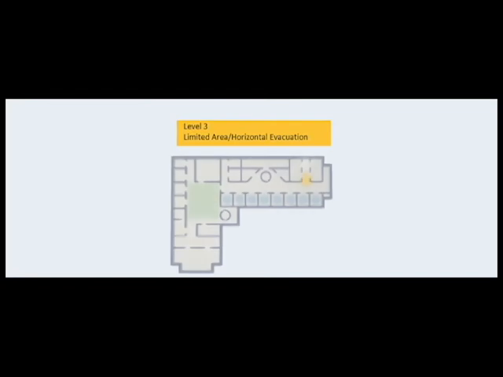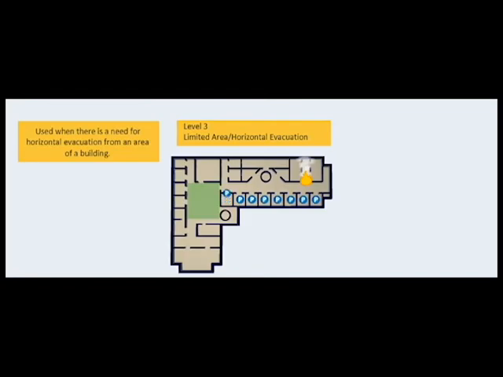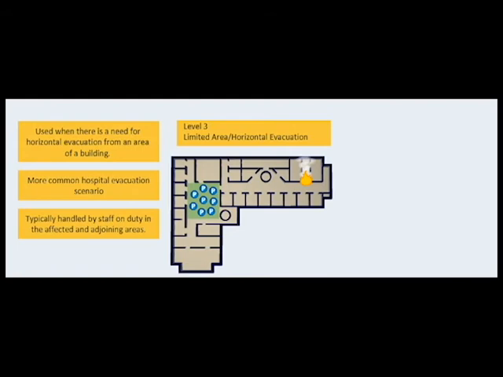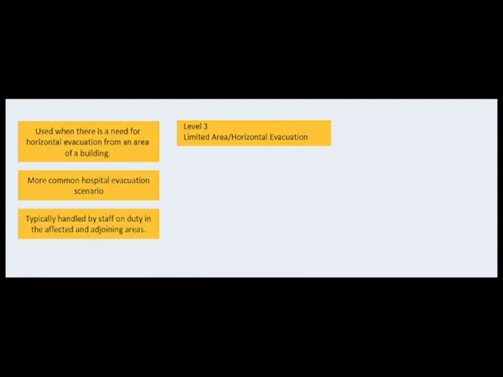Level 3, Limited Area Horizontal Evacuation. This is used when there is a need for horizontal evacuation of patients, visitors, and staff from an area of a building. For example, when a fire is in a single room, this type of evacuation would require occupants of that space to move to an adjoining smoke compartment. This is the more common hospital evacuation scenario, which is typically handled by the staff on duty in the affected and adjoining areas, possibly assisted by arriving fire and emergency response team members. This can be accomplished quickly using resources such as standard wheelchairs and patient beds that are already in place or readily available on the unit.